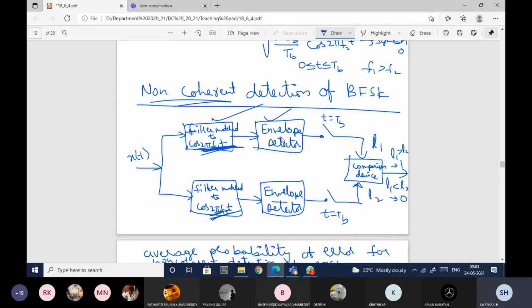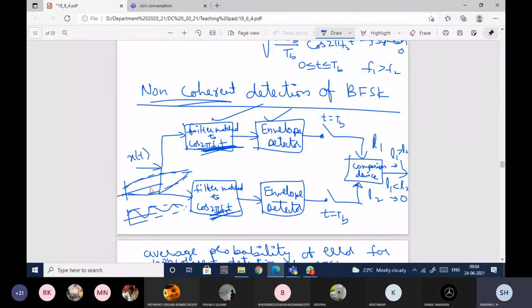Then after that, the envelope detector. The envelope detector will detect the envelope of the signal. After the matched filter, whatever signal you get at the output, it will take the envelope of that waveform. Let me consider this is my signal, and this is the envelope. The envelope output will be like this. It won't be a dotted line; it will have whatever shape it has.